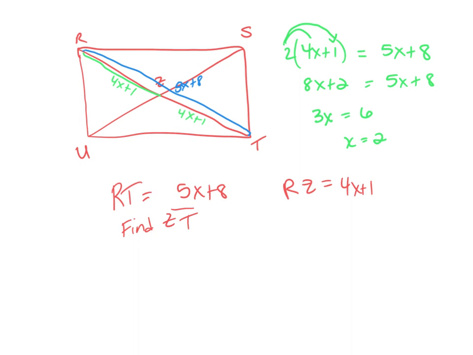Well, they want me to find ZT, which is this piece here. What is 4 times 2 plus 1? That's your final answer.